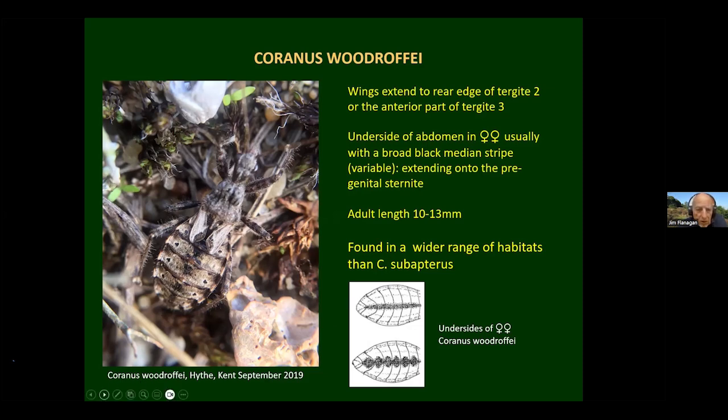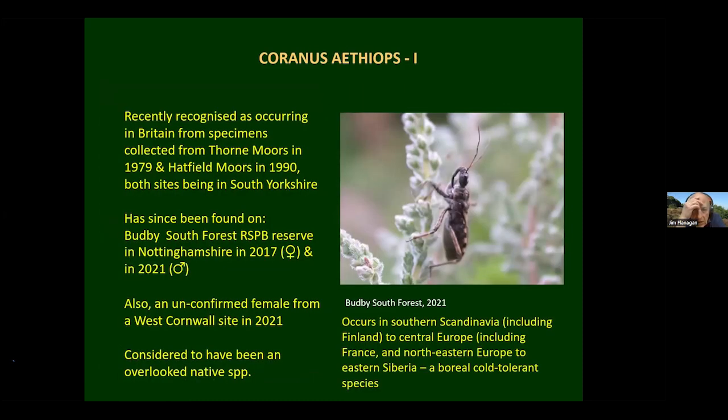So the other one is Coranus aethiops. This is a recently recognized one being found from specimens in Thorne Moors from quite a while ago now. But it's also been found since then on Budby South Forest RSPB Reserve in Nottinghamshire. And that's thanks to Trevor Pendleton and Keith Fowler, I think, who had found one. But I think it was a female. But it took them a while to confirm that this was actually Coranus aethiops. It is a species that occurs in northern Europe. It's a boreal cold tolerant species. So it made sense that we were finding it. But I don't think there's been any other reports of it, but a welcome species really to find.